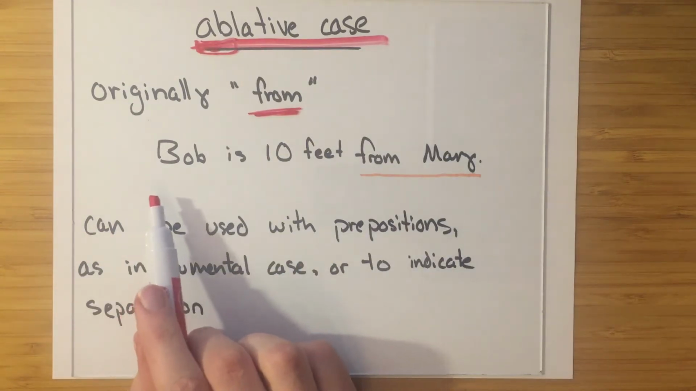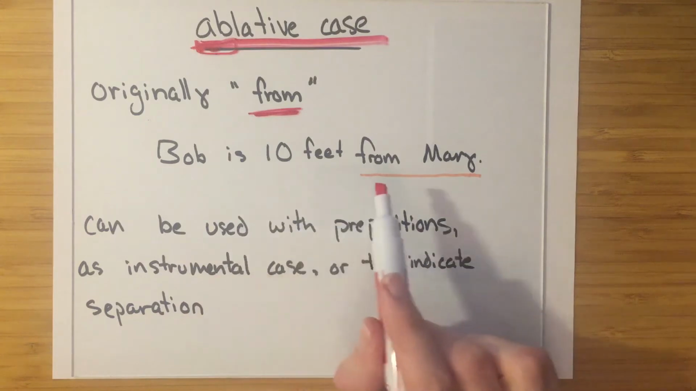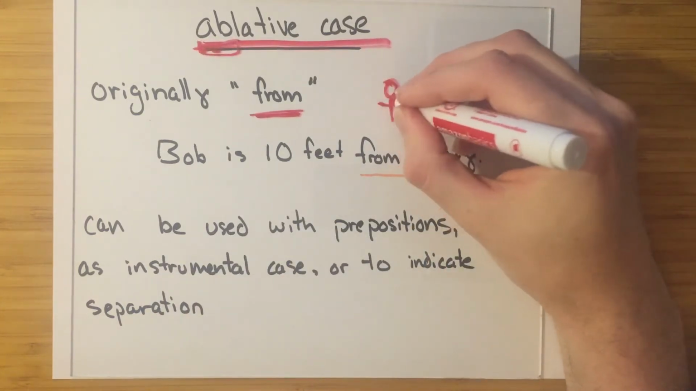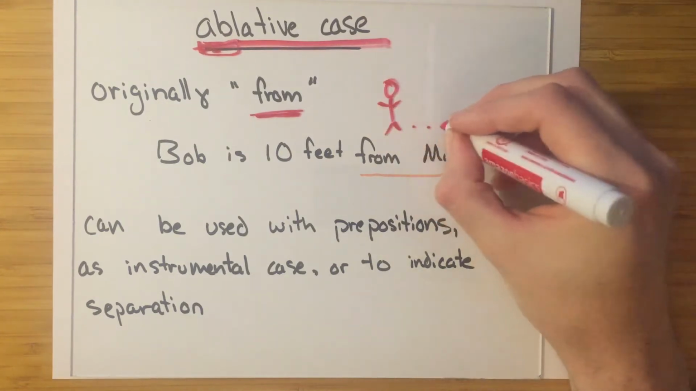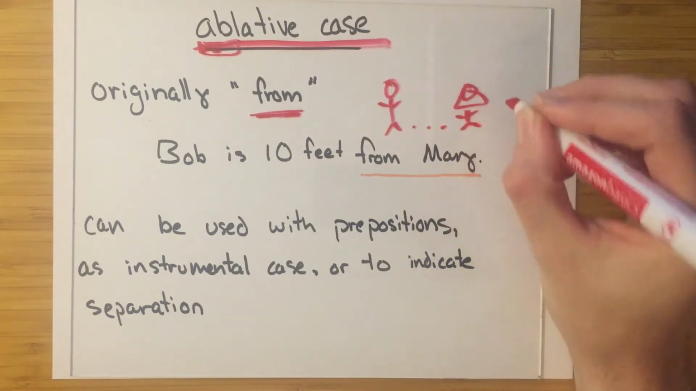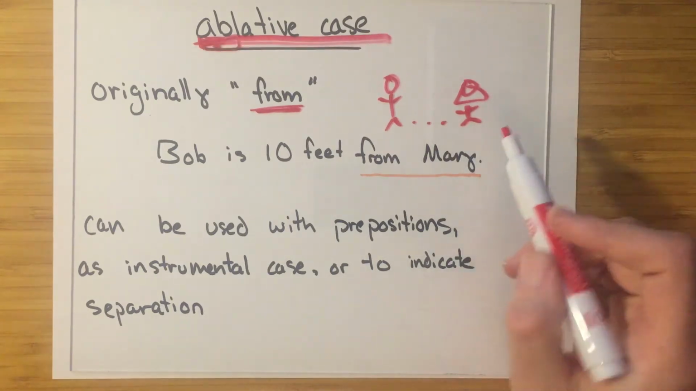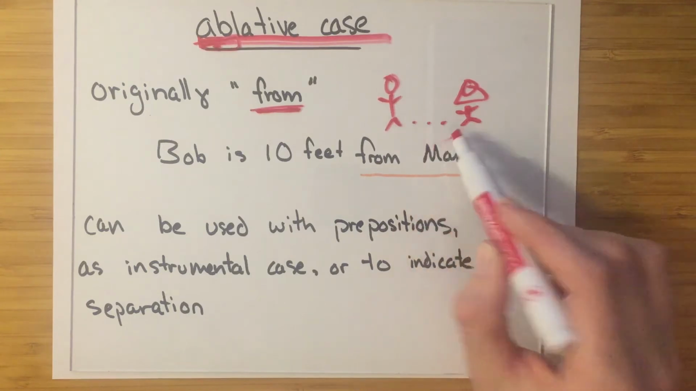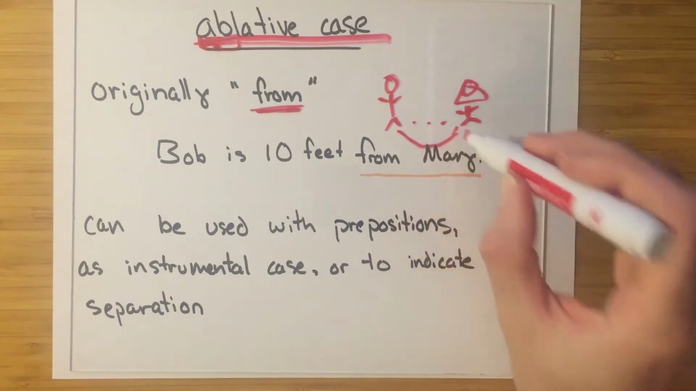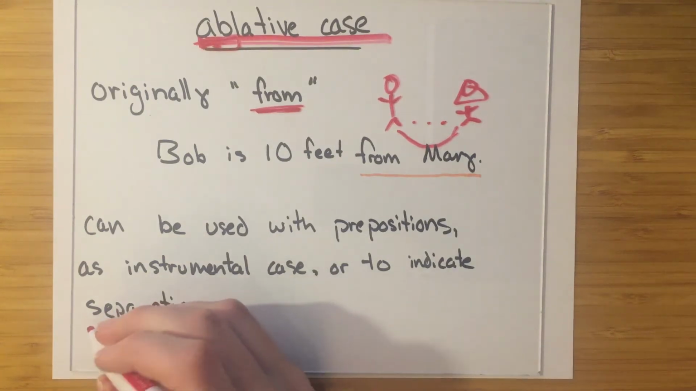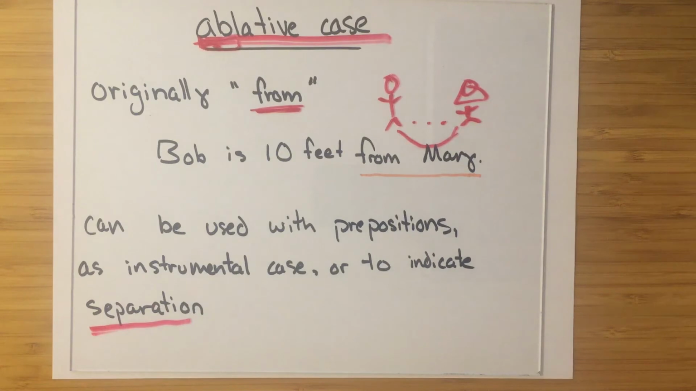We have this example sentence, Bob is 10 feet from Mary, so essentially Bob is right here, 10 feet from Mary. The ablative in general doesn't always connote this physical distance that we see here. It can, but it often denotes separation, maybe in an abstract way.